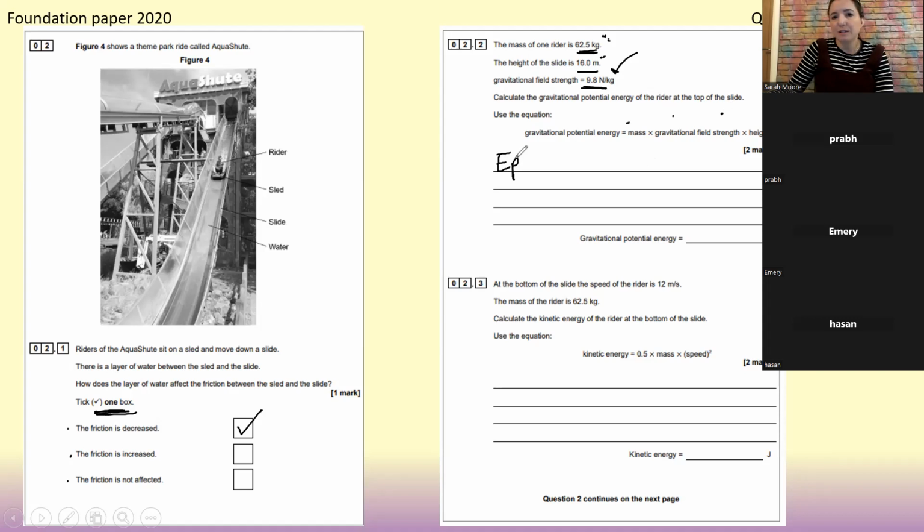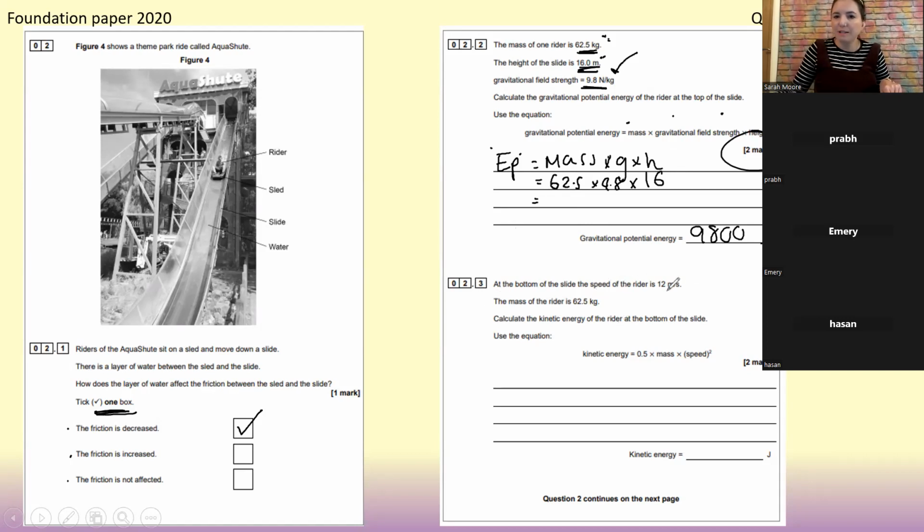So gravitational potential energy, so energy with a little p, equals mass times gravity times height. So I'm setting out my stall to the examiner. Right, I know what I'm doing here. Then I'm going to go and get the numbers I need. Right, 62.5 was the mass. Gravity is 9.8. And how high was it? 16 meters. There are no units to convert. Everything's in the right units, so mass is in kilograms, height is in meters. I can go straight ahead and do that sum, and it gives me 9,800 joules. The unit is already there. 2 marks for doing the sum.